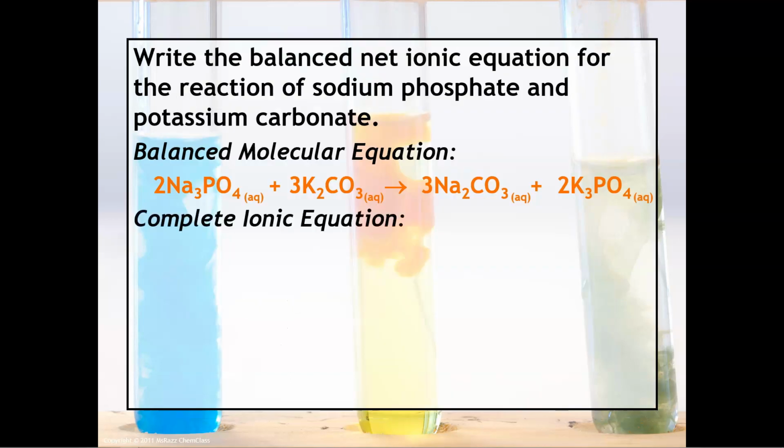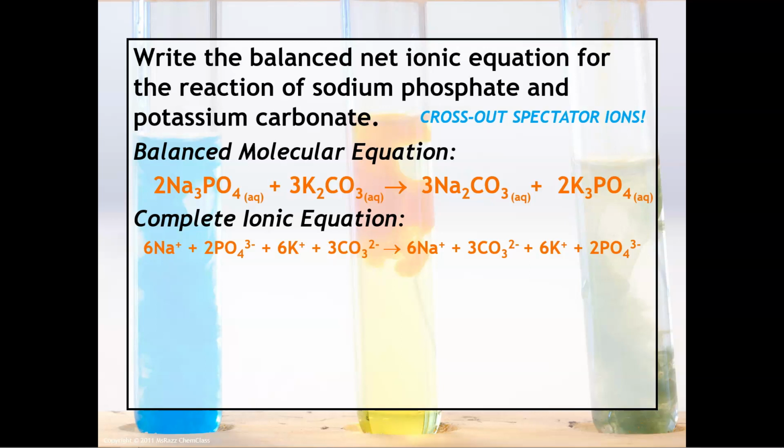Now, if we were to do the complete ionic equation, we would have to break up every single one of these compounds. And you want to be really careful when you do this. So I'm going to give you a second and just look at my complete ionic equation. Notice that I have 6 sodium ions because I multiplied the 2, that's a coefficient, times the 3, that's the subscript. There are actually 6 ions of sodium. There are 2 ions of phosphate, 6 potassium ions, 3 carbonate ions. And so you can very clearly see when it comes time to cross out these spectator ions, look at this. Every single one cancels out.